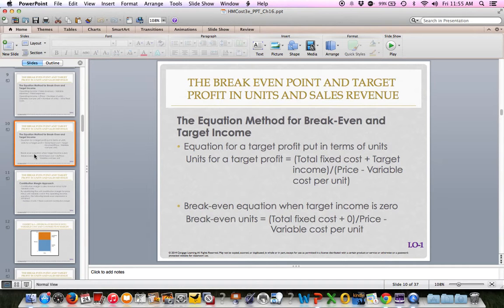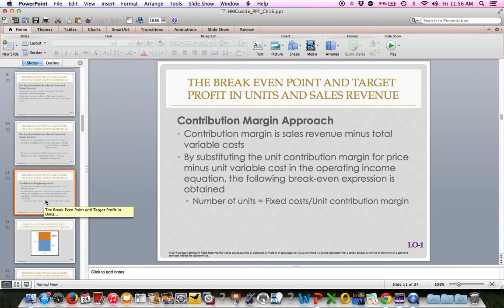So the break-even formula is really at the bottom here: total fixed cost plus 0, which is my target income being set at 0, divided by price per unit minus variable cost per unit. That's my equation method. And I can add a target profit, but obviously if I add a target profit, I have to sell more than break-even to achieve it. That's what they mean by that. So that's one approach, the formula approach. Walk through that on page 826 and look at the Cornerstone in 827.